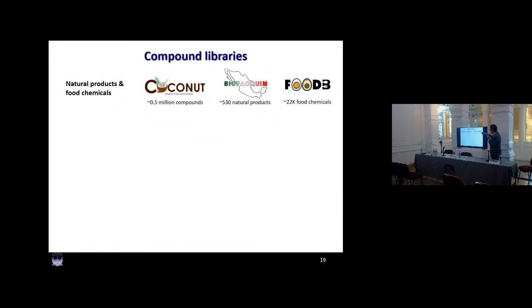Now, regarding the compound libraries, at the moment we are using natural products and food chemicals. Perhaps the largest natural product library in the public domain is COCONUT, with roughly 500,000 molecules. We also have an internal database called BIOFACQUIM, of natural products isolated in Mexico. The database is for public use. If anyone wants to screen that library, it contains roughly 500 compounds, and also a food database that contains around 22,000 food chemicals.